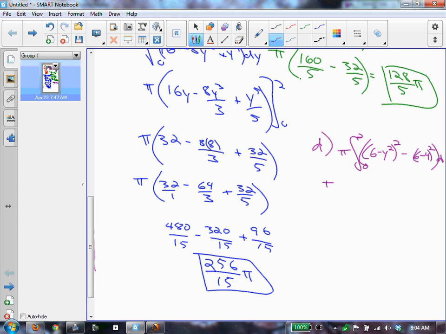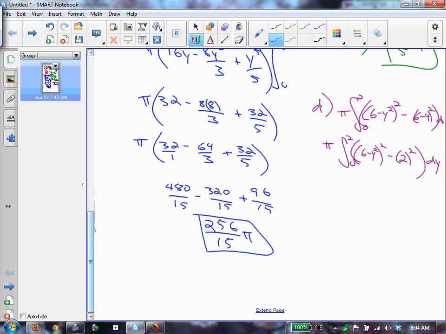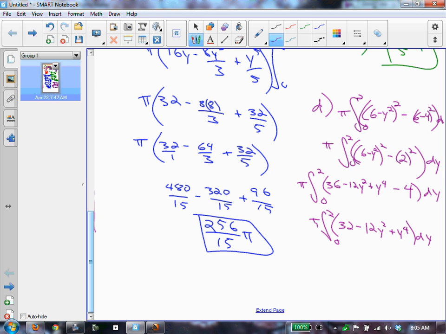All right, so I got pi, 0 to 2, 6 minus y squared minus, this is going to be 2 squared, dy. What should I be doing here before I integrate? And then I'll combine like terms. So I know I'm going to get 4 there. Here I'm going to get 36 minus 12y squared plus y to the 4th. And then when I combine like terms, I'm going to get 32 minus 12y squared plus y to the 4th dy. And then we can integrate it.